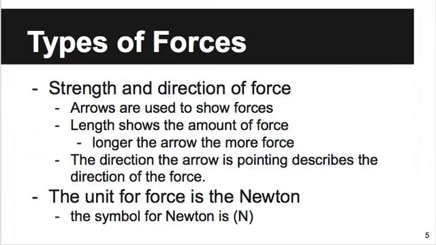So, slide 5, still with types of forces, strength and direction of force. Arrows are used to show force, just like velocity and acceleration. The length of the arrow shows the amount of force, just like velocity and acceleration. The longer the arrow, the more the force. The direction the arrow is pointing is the direction of the force. So we've talked about arrows before. It's all the same set of rules. The unit for force is a Newton. The symbol for Newton is N.